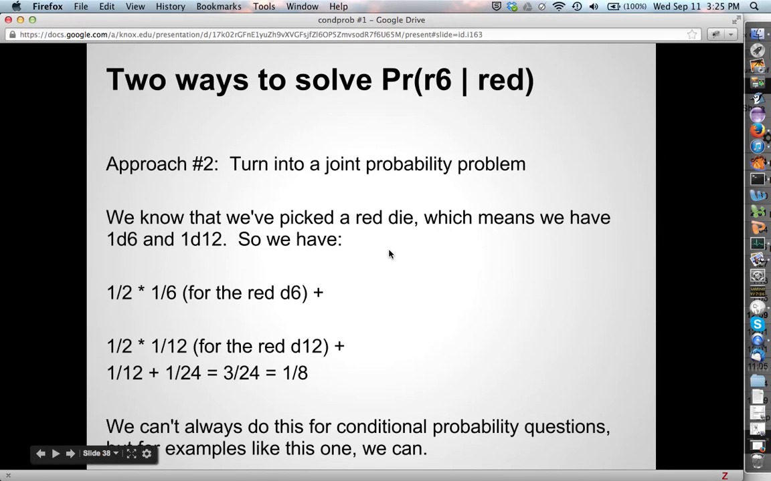We could also just turn it into a joint probability problem. We already know we've picked a red die, which means there's one of the red d6s and one of the d12s. So half of the time we have a 1 in 6 chance, and half of the time we have a 1 in 12 chance. So we could solve it this way as well. Sometimes you can be a little bit clever about this. We can't always do this for conditional probability, but for examples like this, we can.